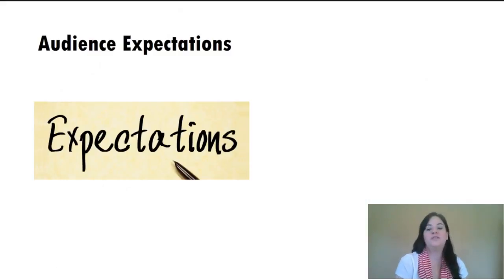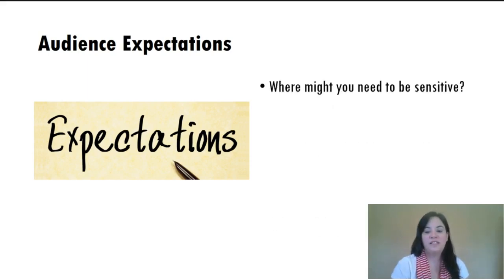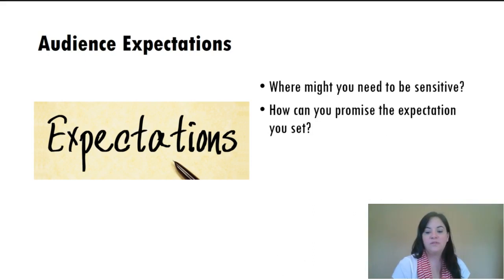There are 2 specific things you need to consider when you're thinking about your audience expectations. The first thing is considering how your audience will react to what they expect. Where might you need to be sensitive in managing their expectations? If you think your reader is going to disagree with you, then your reader's expectation might be that everyone else agrees with them and not with you. So you have to be very careful with your wording to avoid offending your reader. You also need to consider how you can promise the expectation that you set in the beginning of your writing. If you say you are going to do something at the beginning of your writing, then you need to follow through with it throughout the rest of your written document.